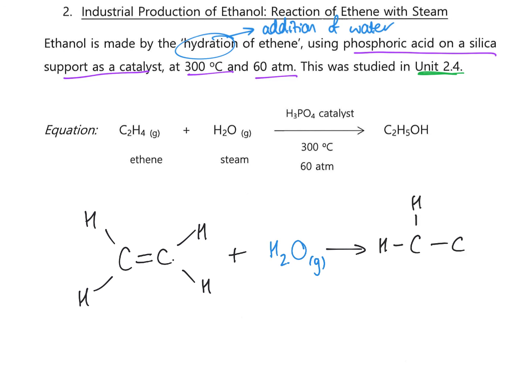Remember, alkenes are susceptible to that because the pi bond of the double bond is weaker. So it can break, allowing these two carbon atoms to form an extra bond with something else. So the hydrogen of the water goes to one carbon and the OH goes to the other carbon. And what we've ended up with is ethanol.